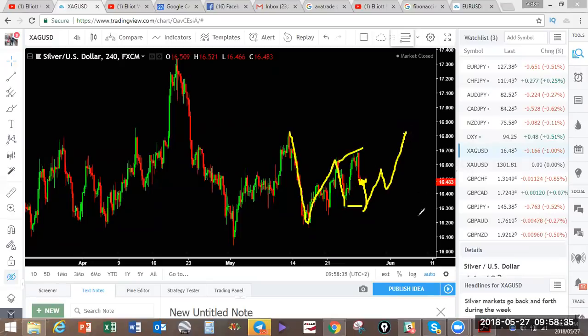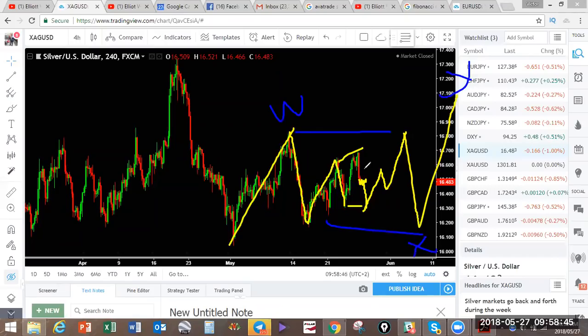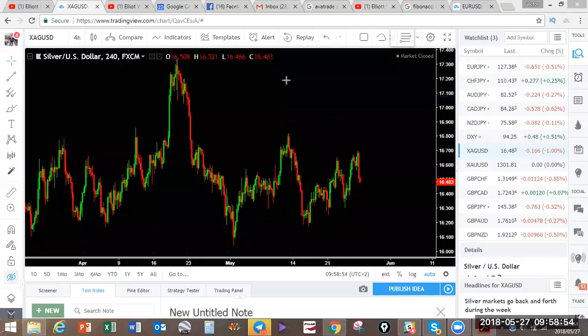Okay. After that, you'll expect a move like this, like that. See the structure there? This is now your W, your X, and then your Y. Okay, so if gold is dropping, it will be dropping with this move. A bounce will be up in this move, and then a drop. Okay, that's silver.